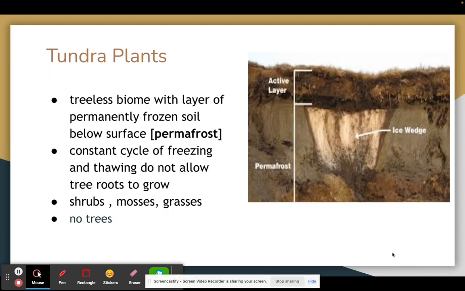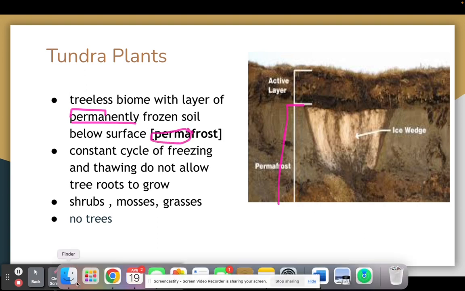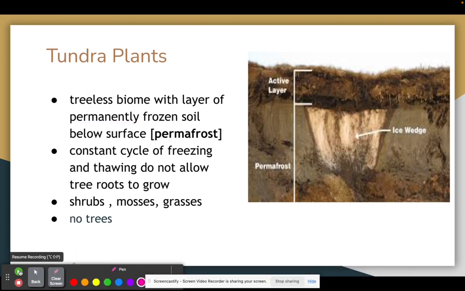Speaking of plants, there is something that is unique to the tundra, this thing called the permafrost. You can see in my diagram right here, the permafrost is this layer right there, and it goes further deep down. What the permafrost is, is a permanently frozen surface or soil below the surface. You can see perma, as in permanent. That's where they get the permafrost. So it's permanently frozen soil beneath the surface.